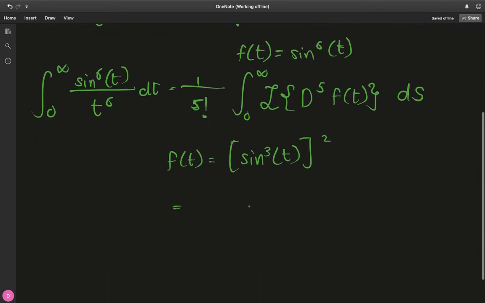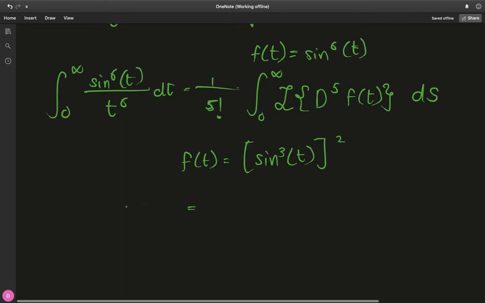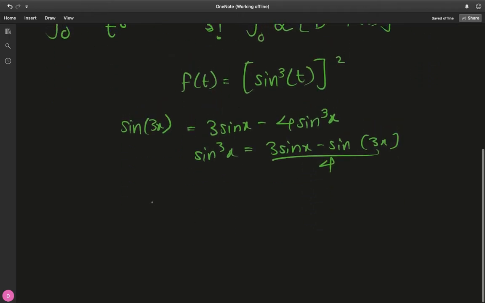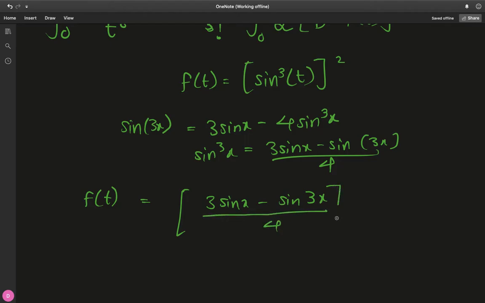And sine cubed, we can just use the sine triple angle formula. Sine 3x is equal to 3 sine x minus 4 sine cubed x. So this means sine cubed x is nothing but (3 sine x minus sine of 3x) all divided by 4. So let's plug that in here. So we have f of t is basically (3 sine of x minus sine of 3x) divided by 4, but the whole thing squared.